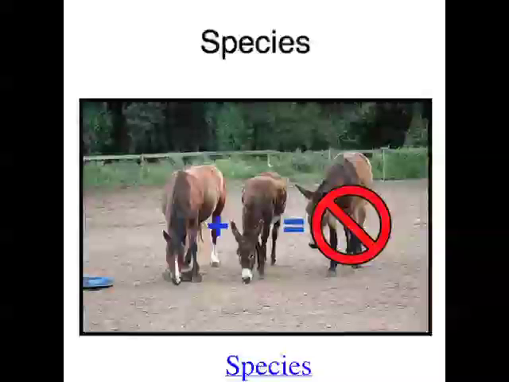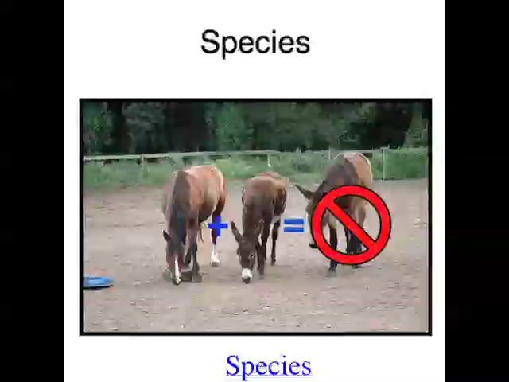So species is the smallest grouping of organisms on Earth. And a species is basically defined as a group of organisms that are capable of interbreeding with each other to produce viable, fertile offspring. So the example I'll give here is a horse and a donkey. A horse is one species and a donkey is another species. But a horse and a donkey can actually breed with each other, and they produce a mule.